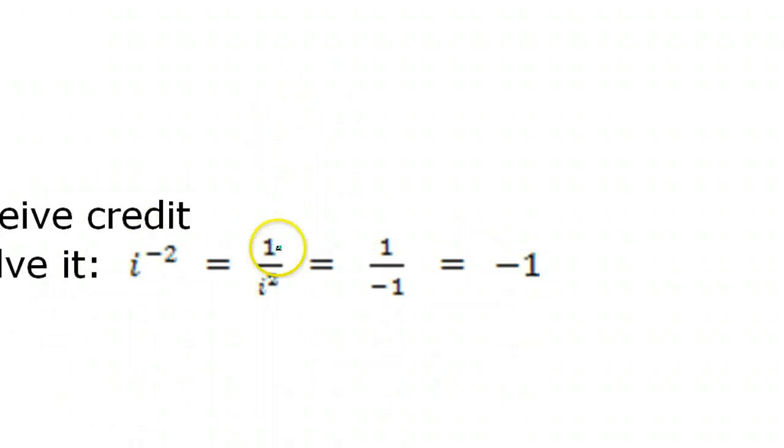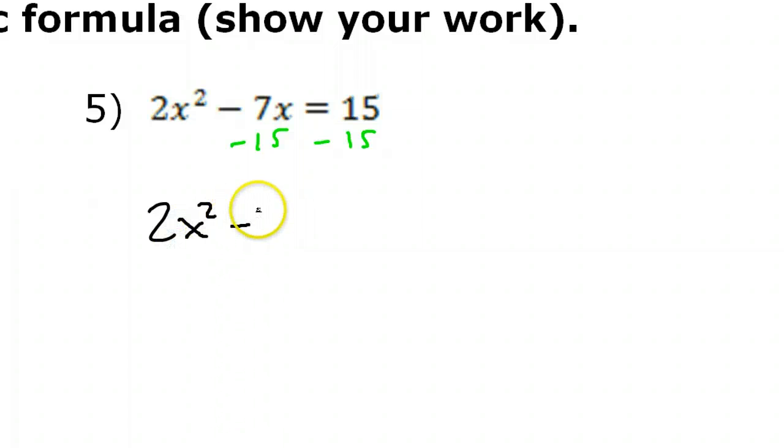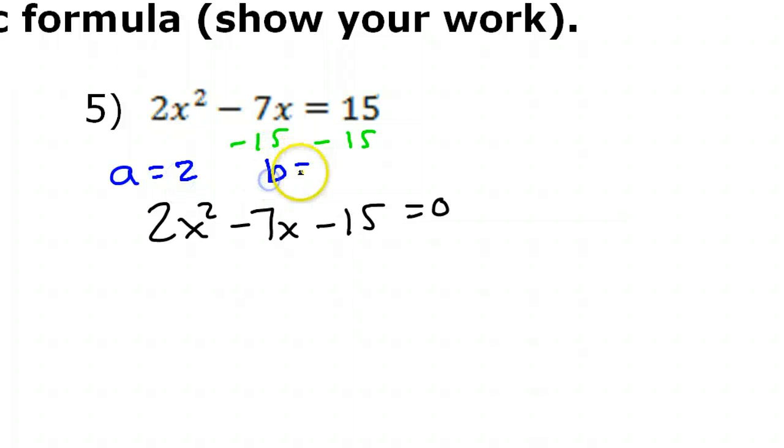Okay, one more problem. Oh, bonus question. Alright. Number 5. First thing, I need to subtract 15 from both sides. Okay, so that's going to give me 2x squared minus 7x minus 15 equals 0. That tells us that a is 2 and b is negative 7 and c is negative 15.